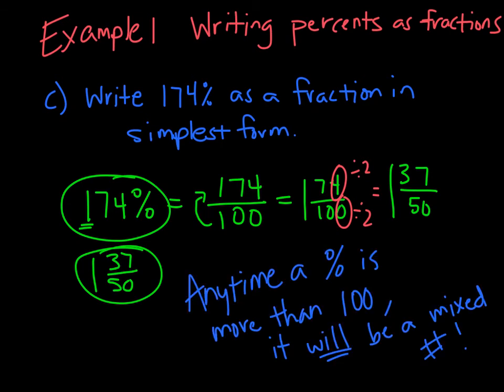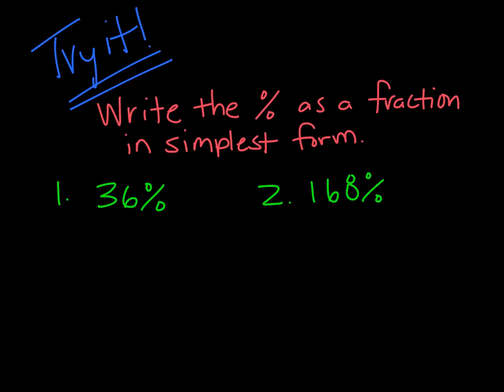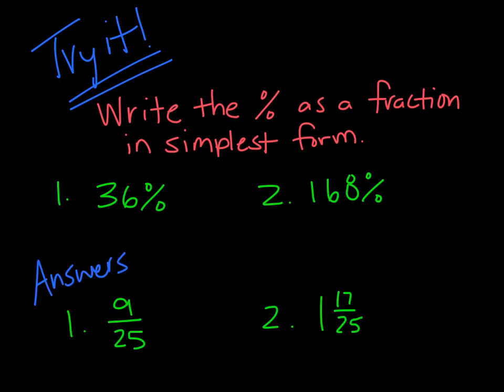I want you to write that down. Anytime a percent is more than 100, it will be a mixed number as a fraction. Here are a couple to try, but make sure you keep going because I do have one more example to do for you. Write the percent as a fraction in simplest form. You have 36% and 168%. I'll put the answers below in just a second, so make sure you pause it. And here are the answers. Number 1 is 9/25, and number 2 is 1 17/25.